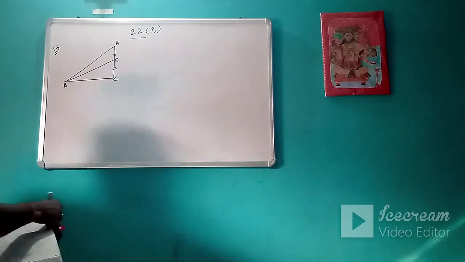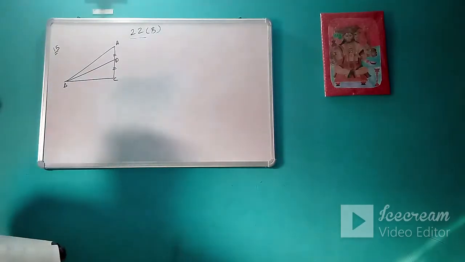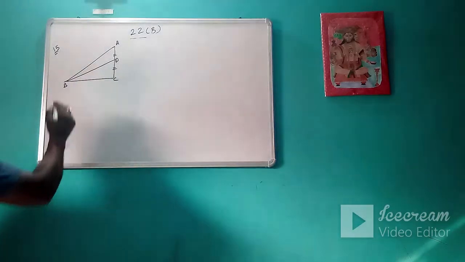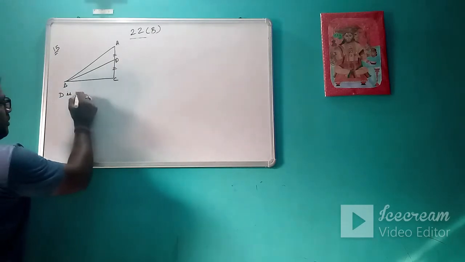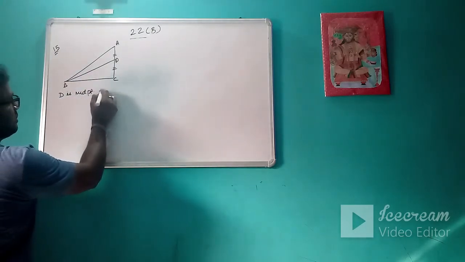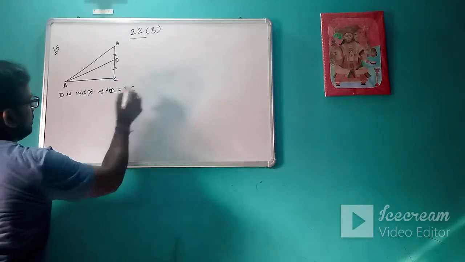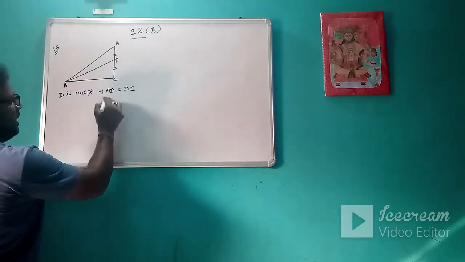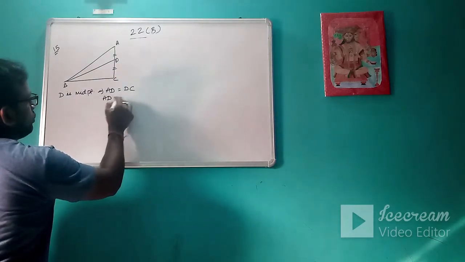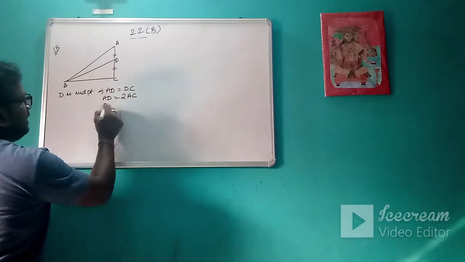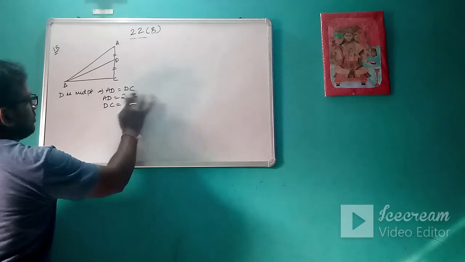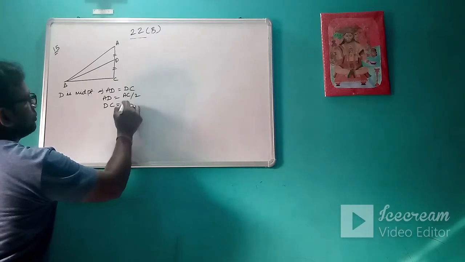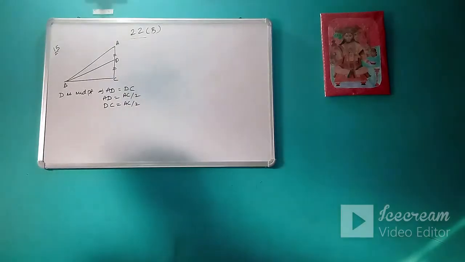Okay, let's discuss one more type. In this question, this triangle and D is the midpoint is given. So we can write D is the midpoint. That means AD will be equal to DC. Or a few more things we can write: AC equal to twice AD and AC equal to twice DC, or AD equal to AC by 2 and DC also equal to AC by 2. Okay, so we will try to use these values.